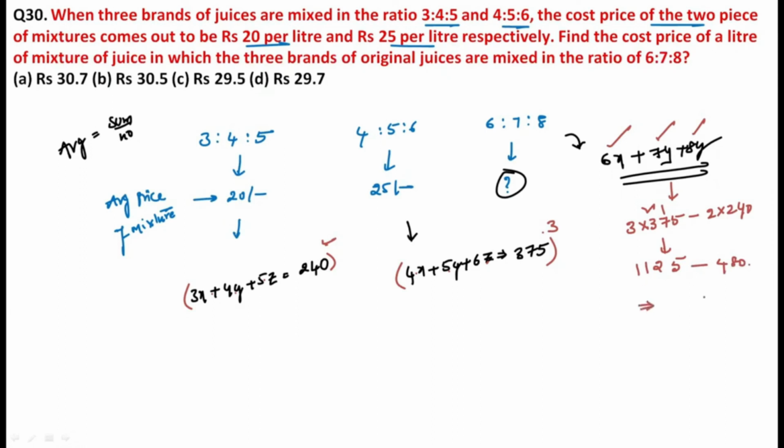Subtracting gives 645. Divide by the sum of all these numbers, 13 plus 8, which is 21. 645 divided by 21 gives about 30.7. The ratio price becomes 30.7. This one is the most important. How can we get this equation? It's the concept of averages along with simplification. If you know those two concepts, you can solve this question.